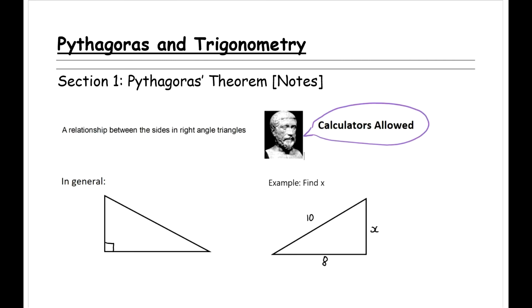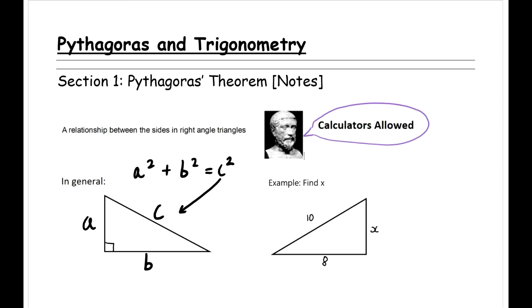So, this theorem only works if you have a right-angled triangle, and the general theorem is a squared plus b squared equals c squared. Key to remember alongside this is how you need to label your triangle. The way it works is that c must always be the longest length. And then from there, a and b don't matter.